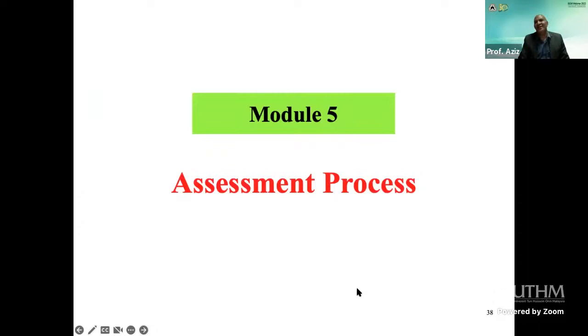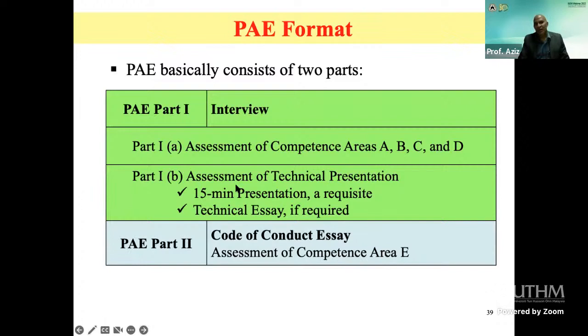The assessment process is simple. Part A assessment: A, B, C, D. Parts A and B are the technical assessment and technical presentation. If you fail the technical interview, we can still go ahead. We give you an essay. Sometimes not everyone is good at speaking, so we give an essay, and if you pass the essay, you pass. And for Part E, normally the reflection, you will not fail. So if you fail parts A, B, C, D, satisfactory.